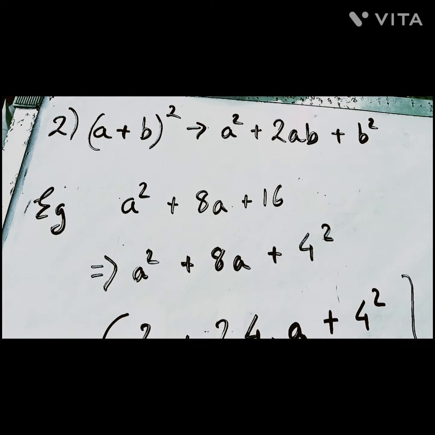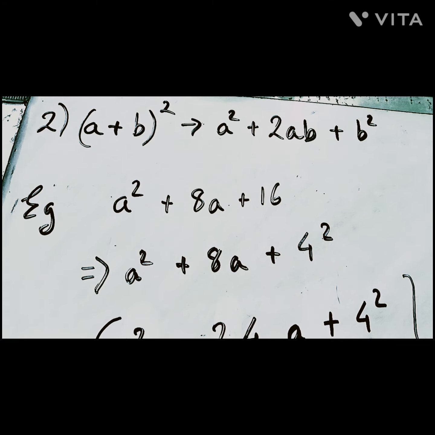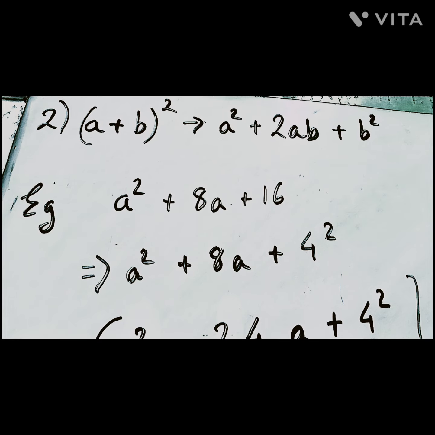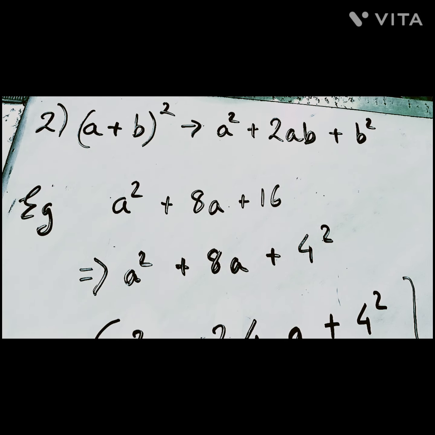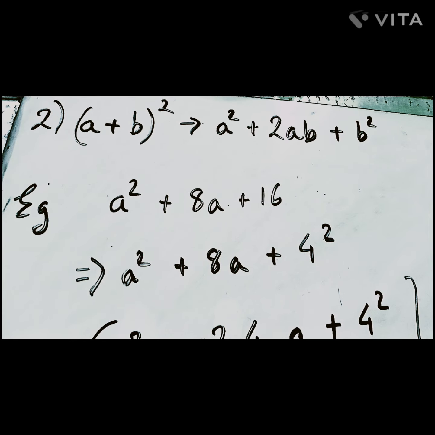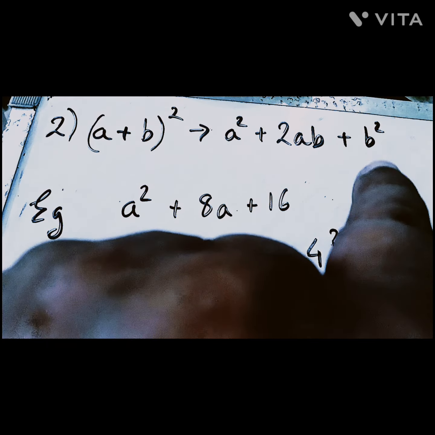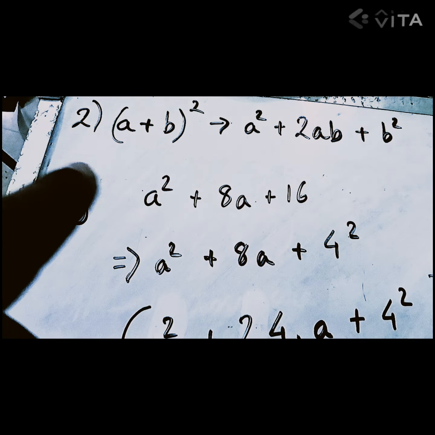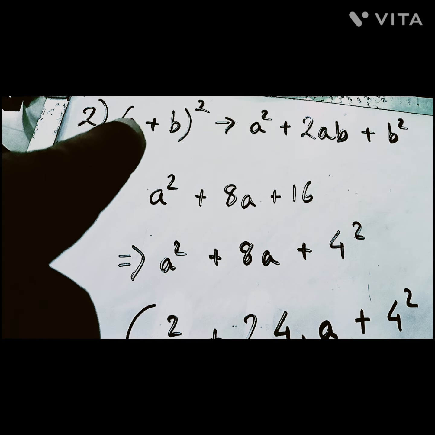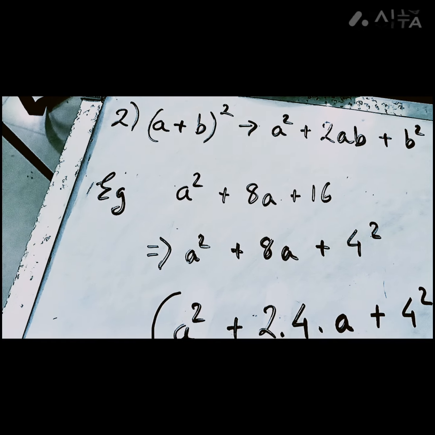The second identity we have is a plus b whole square. If my expression is in the form of a plus b whole square, it is expanded as a square plus 2ab plus b square. This works either way: if we get the expression in this order, we can put it in the expanded way, or if we get the expression in the expanded order, we can put it in this way.